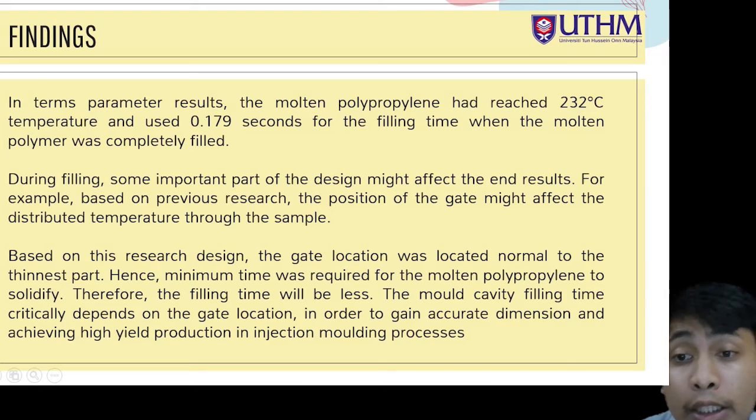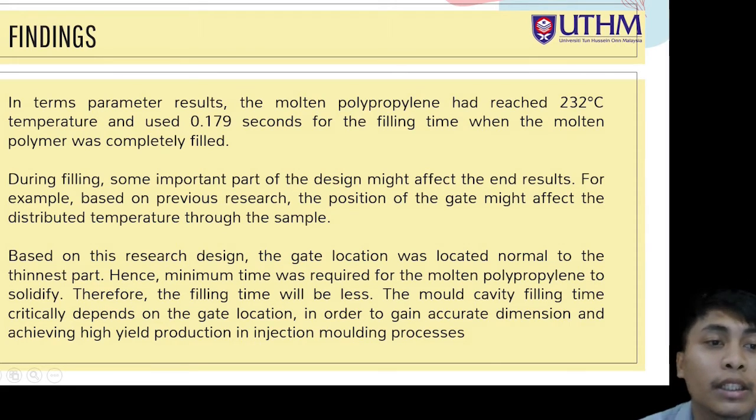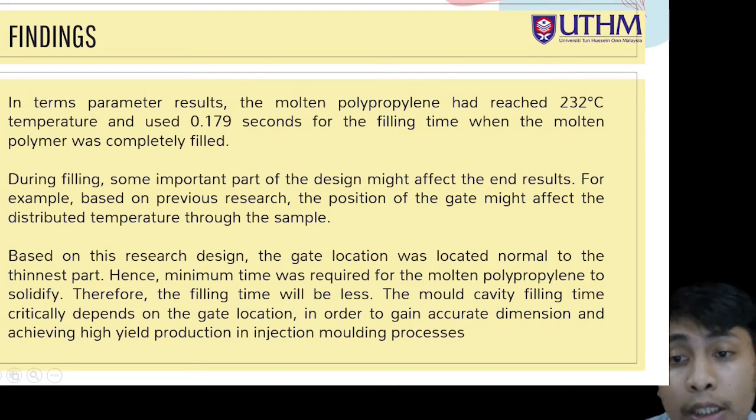Okay, the second finding from the result is that during the filling, some important parts of the design might affect the end result. For example, based on the previous research, the position of the gate might affect the distribution of the temperature through the sample. From here we can see the effect. The effect is from the position of the gate. So here we can say about the gate. The gate is important, which means we must select a good position for the gate.